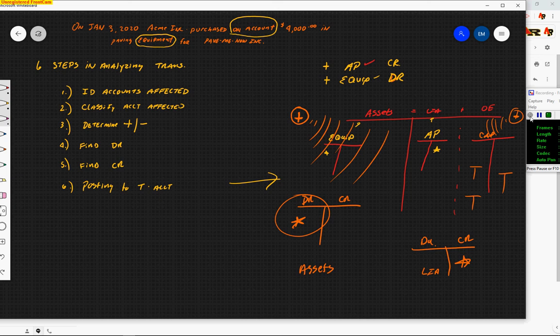Six steps for analyzing a transaction. Identify the accounts that are affected. Classify the accounts that are affected. Determine the increases and the decreases. Find the debit. Find the credit. Post it to a T account. We do know that there's other steps involved here, but we're going to stop right there.